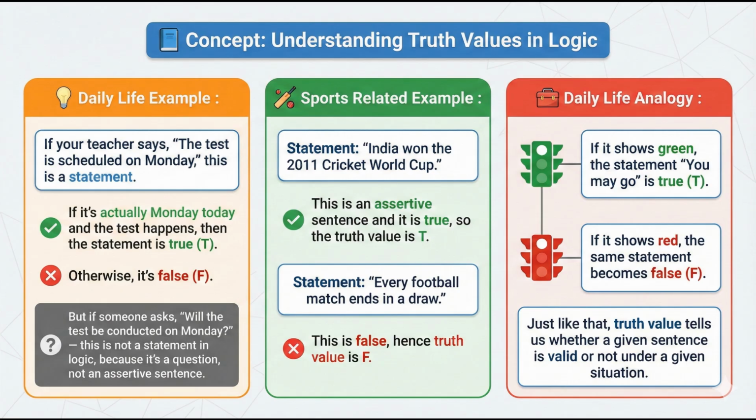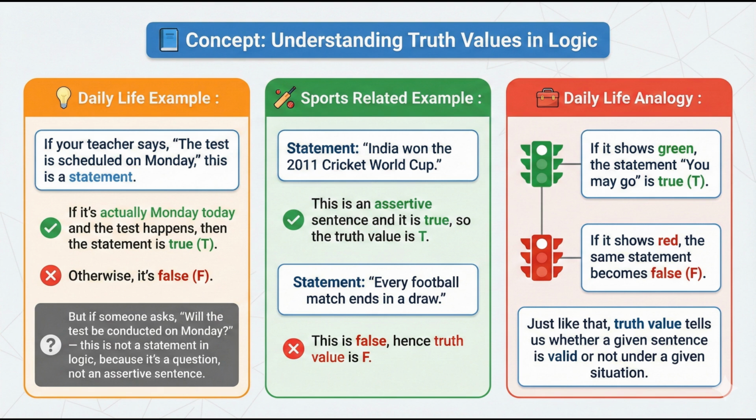Daily life example. Suppose a teacher says, "The test is scheduled on Monday." This is an assertive sentence, so it is a statement. If the test actually happens on Monday, the statement is true and its truth value is T. If the test does not happen, the statement becomes false and its truth value is F. But if someone asks, "Will the test be conducted on Monday?" This is a question, so it is not a statement.